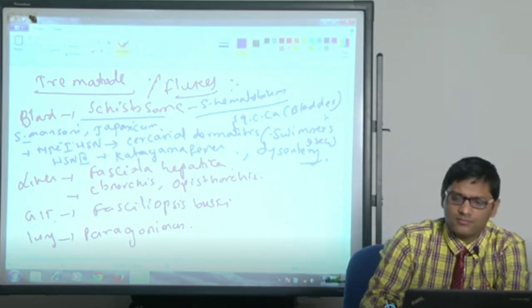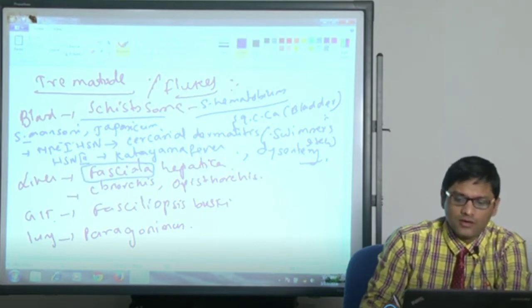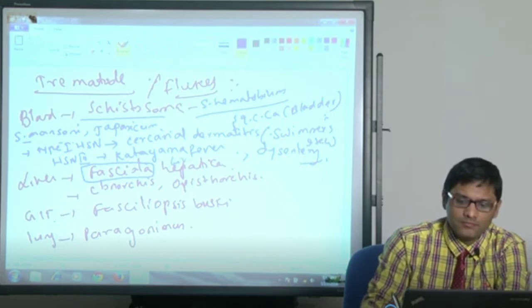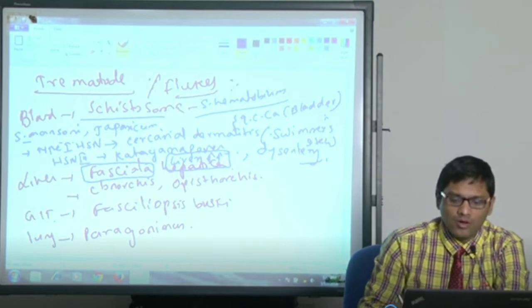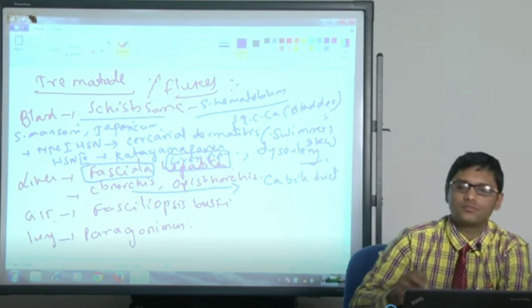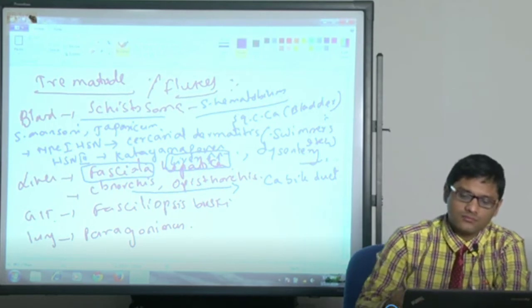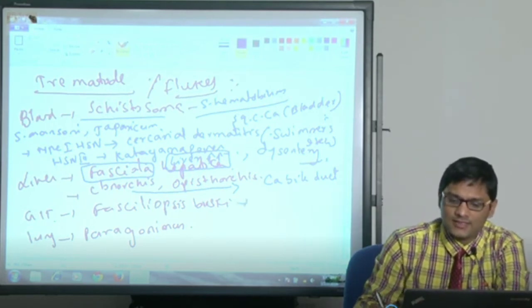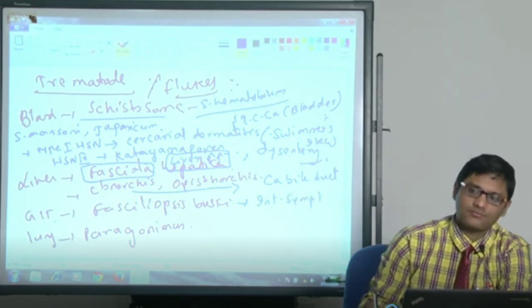Liver fluke Fasciola hepatica can cause hepatomegaly, liver enlargement. Clonorchis and Opisthorchis can cause CA bile duct. Fasciolopsis buski is a GI fluke, so you will have all sorts of intestinal manifestations.